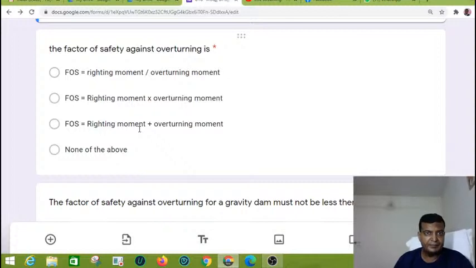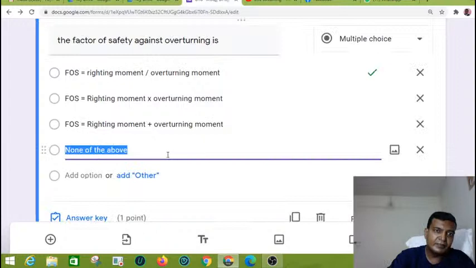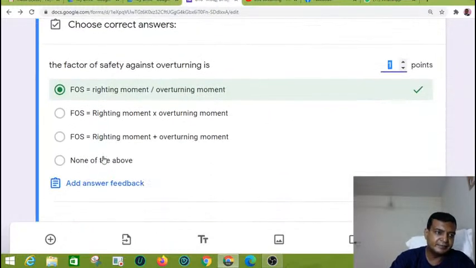The factor of safety against overturning is righting moment upon overturning moment, righting moment into overturning moment, righting moment plus overturning moment, none of the above. The answer is obviously the first one, because it is always the ratio. There is nothing to do with the multiplication sign, plus sign, and none of the above. So in this objective we are supposed to opt for righting moment upon overturning moment.